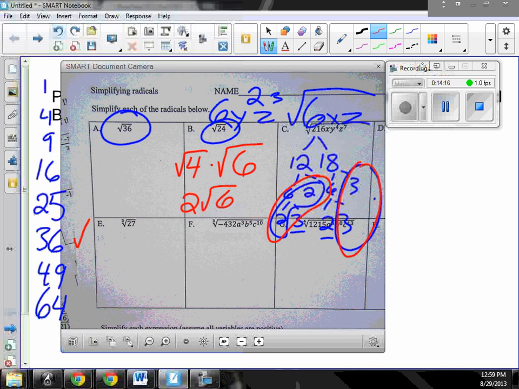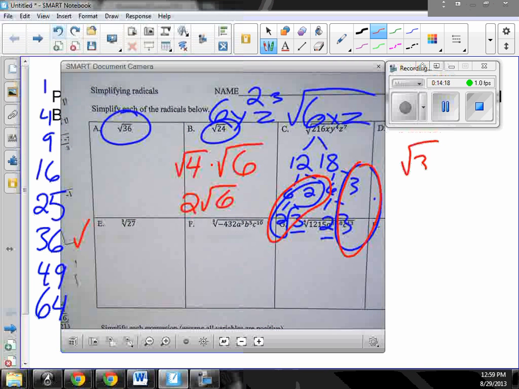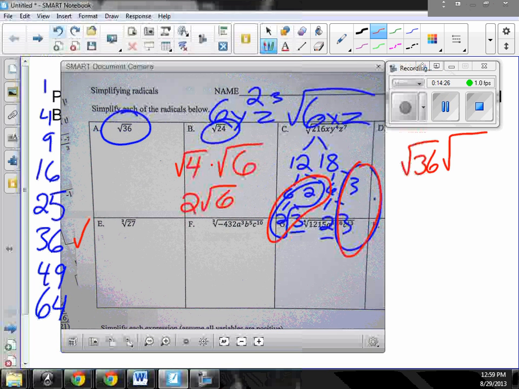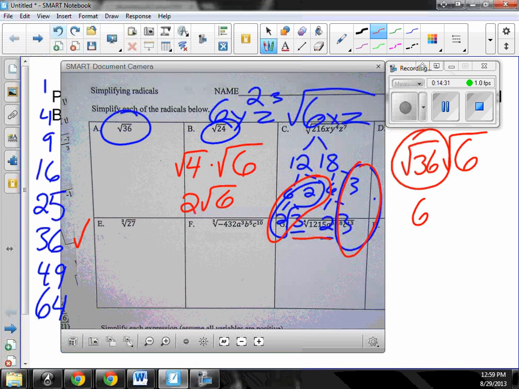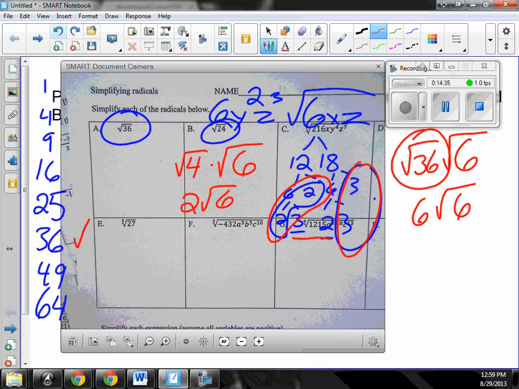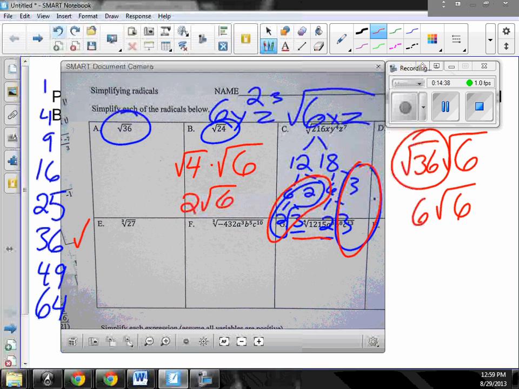So 216 is the square root of 36 times the square root of what's left over? 6. And this becomes 6 root 6. So when you simplify square roots, all you're doing is taking the square roots of those factors that have perfect squares, which is why we need 2 numbers in a set. We're factoring out the 2 times 2 and the 3 times 3.